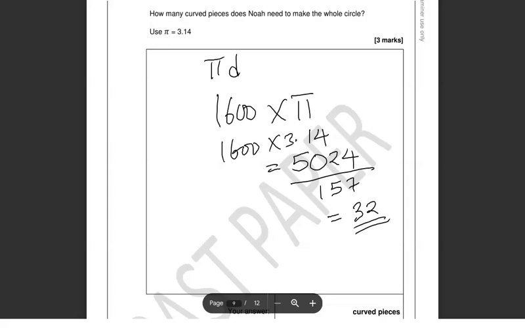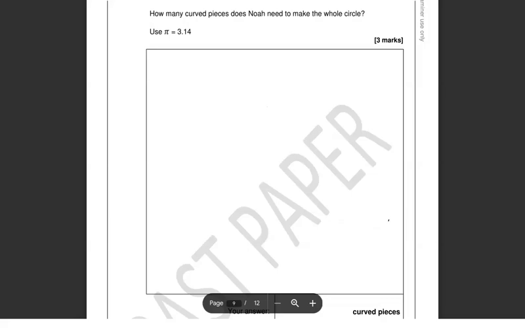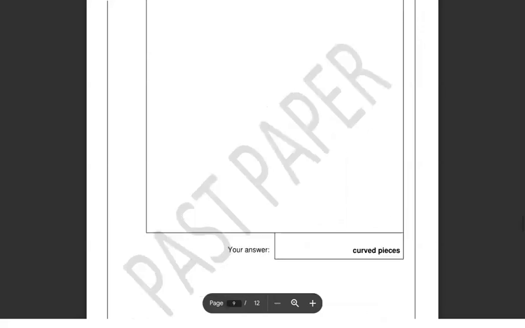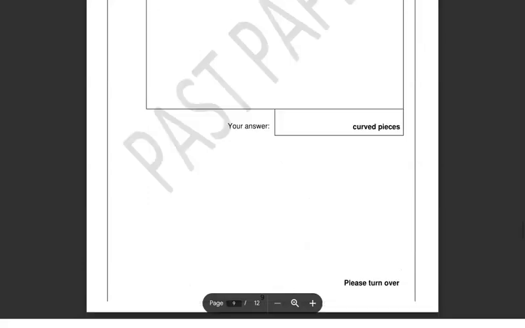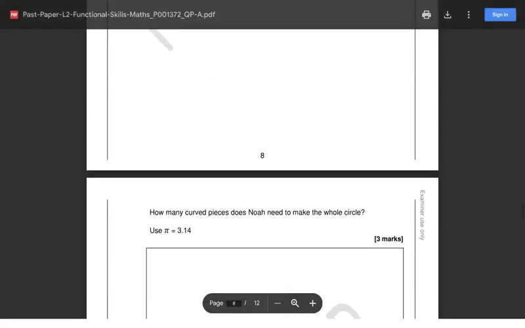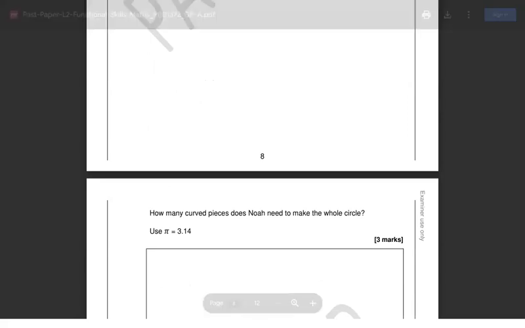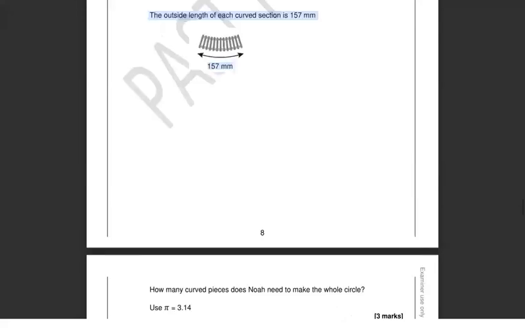You see, so you find the perimeter first, that is 5,024. Now divide that by 157. That's going to give you 32 pieces. So don't forget, you find the circumference first. The formula to find the circumference of a circle is pi d. If you were given the radius instead, you do 2 pi r.